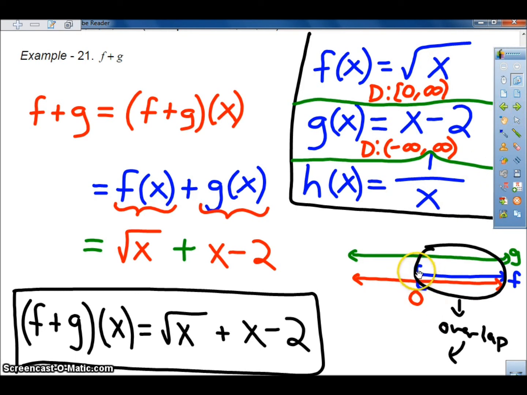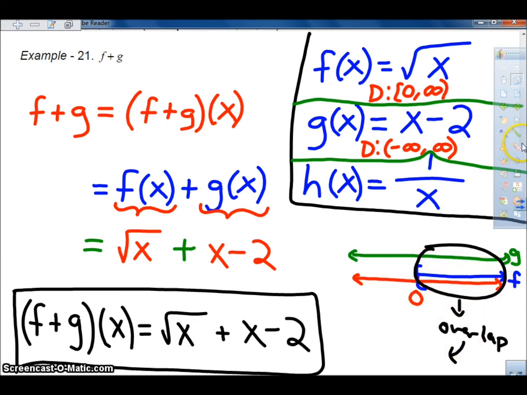The domain of f is from 0 to infinity. That's this blue line right here. The domain of g is negative infinity to infinity, which is the green line. And where do they overlap each other? They overlap each other right here where I've circled them. And so this is where the overlap is.